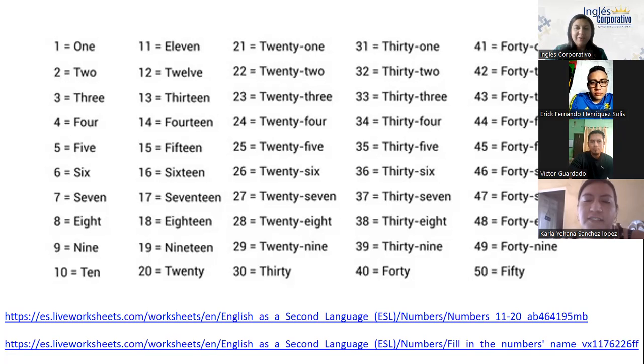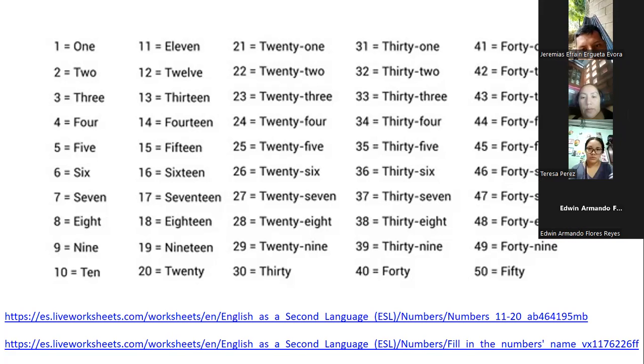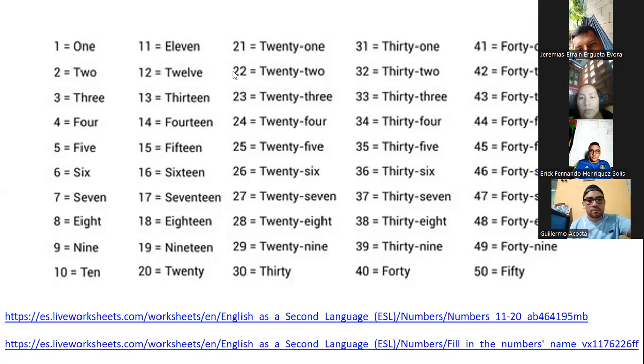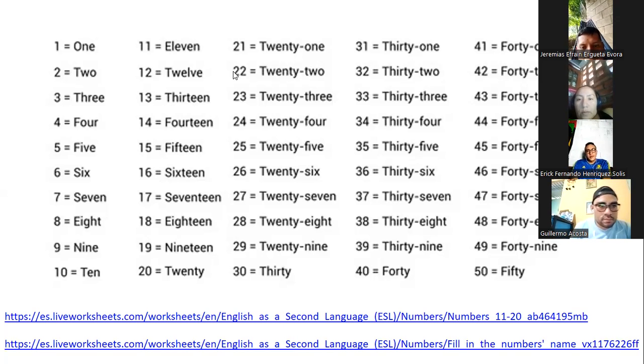Ahora, ¿quién se anima del 41 to 50? Tal vez Teresa. Se anima, Teresa. Yo sé que quiere. 41, 42, 43, 44, 45, 46, 47, 48, 49, 50. Yes, that's correct.